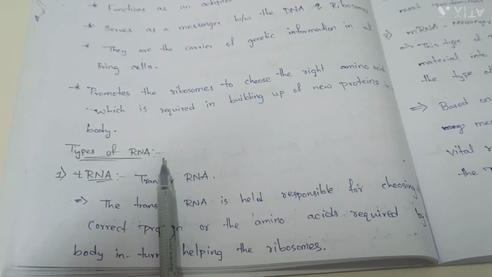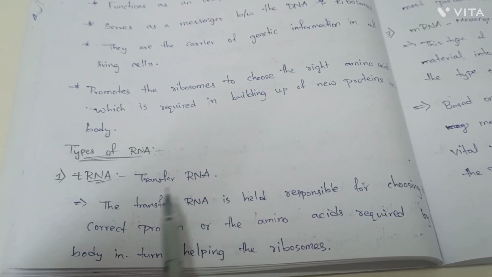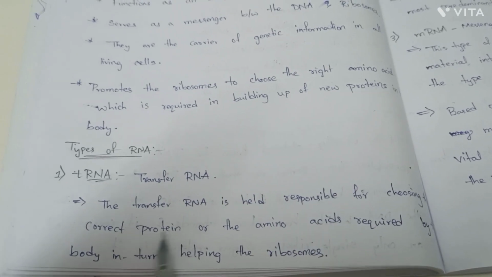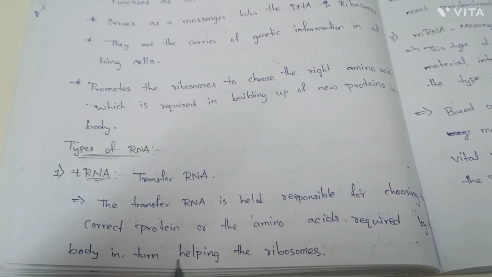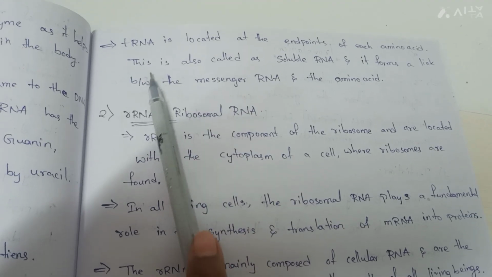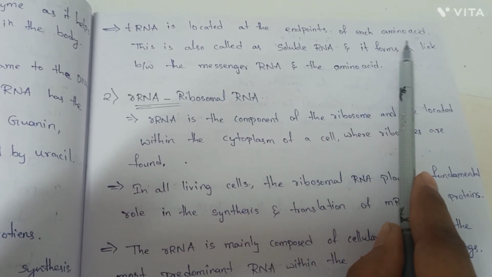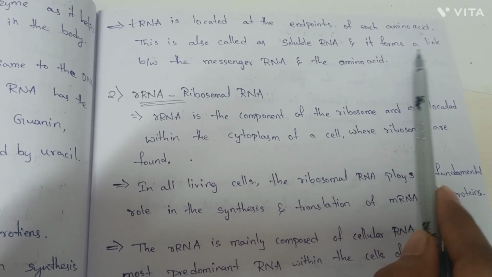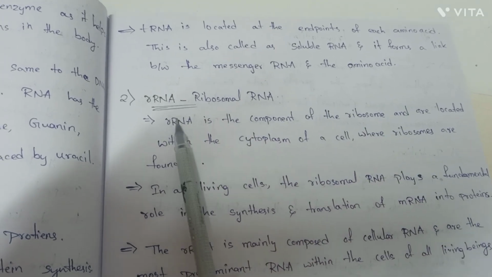Types of RNA. The first type is tRNA, the transfer RNA. The transfer RNA is held responsible for choosing the correct protein or the amino acid required by the body, in turn helping the ribosomes. Transfer RNA is located at the end points of each amino acid. This is also called a soluble RNA, and it forms a link between the messenger RNA and the amino acid.